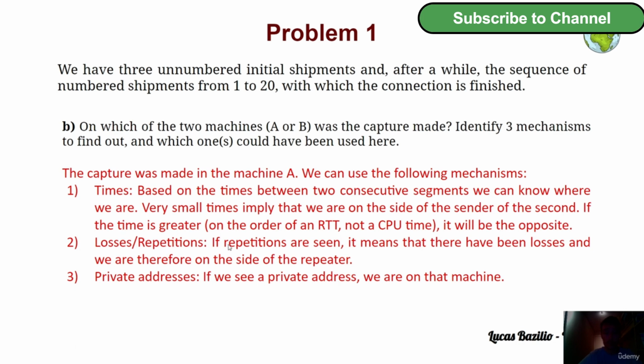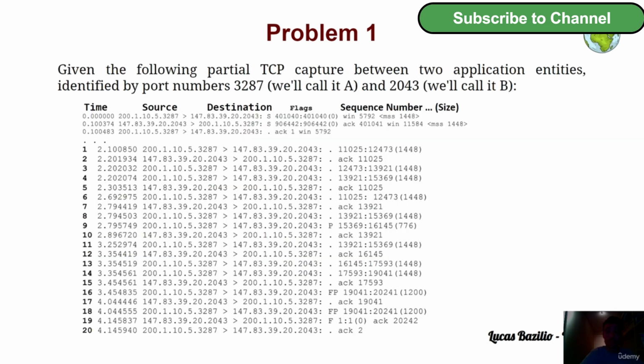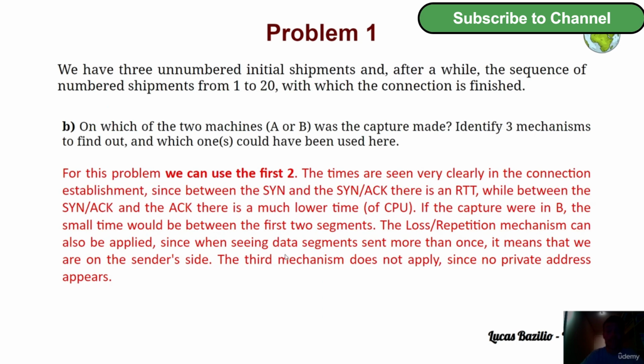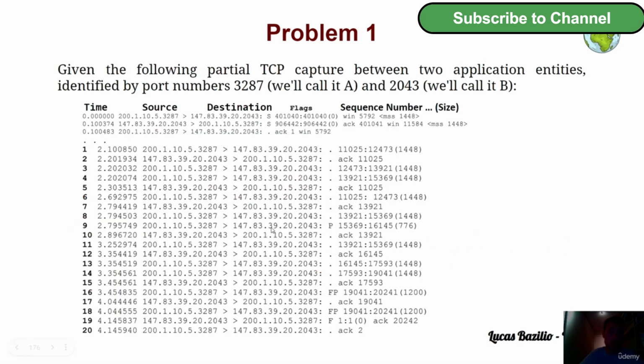Remember that if repetitions are seen, it means that we are on the side of the sender, the repeater, the one that sends over and over again. As we can see in this trace, data segments are sent more than once. This means that we are on the sender side. Essentially, we can conclude from this that we are on the application A. Where are those segments that are being repeated?